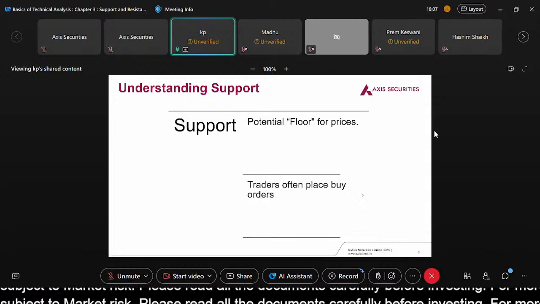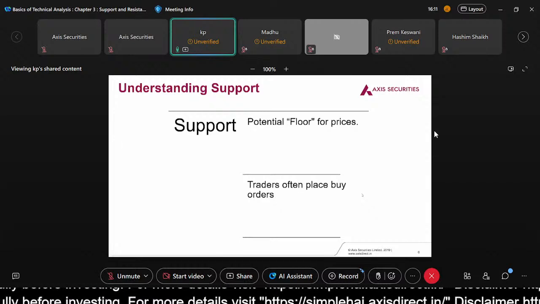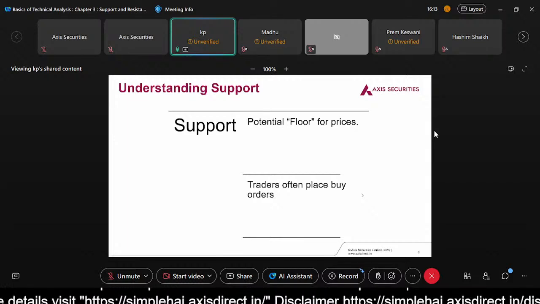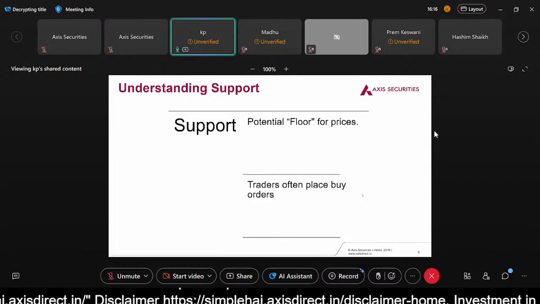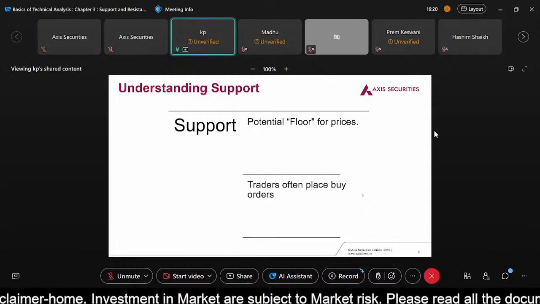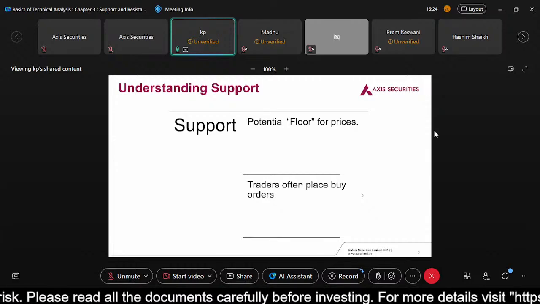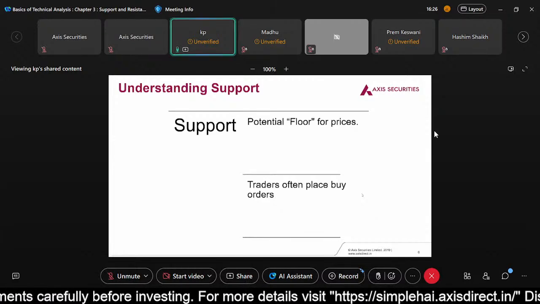And that is also a place where traders prefer to place buy orders. Now, how we recognize supports is something that we'll understand later in the session. But for now, if I have to explain it to you with an example, then I'll take a chart and I'll see if yeah.